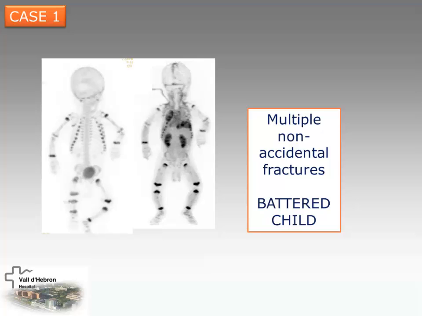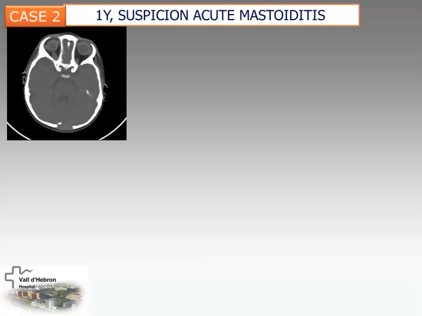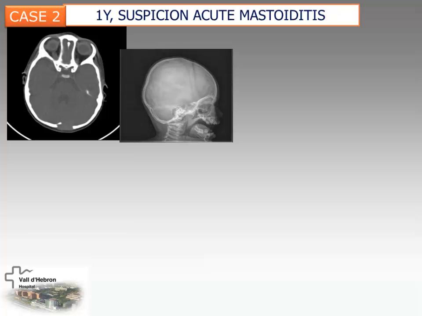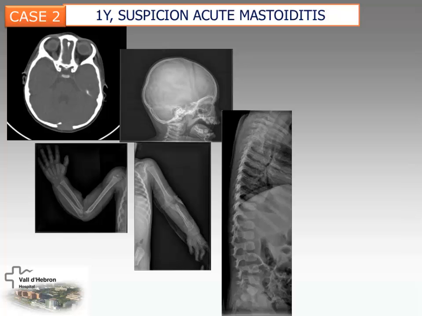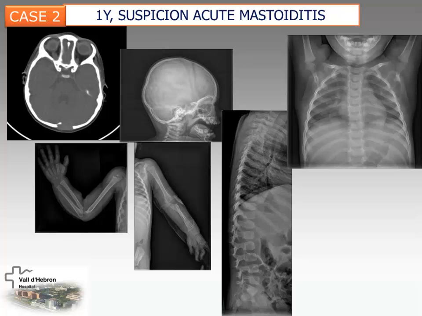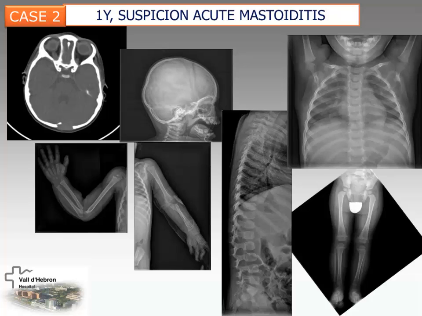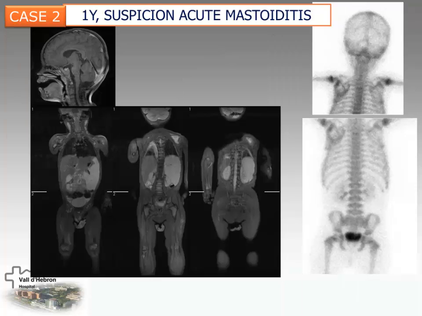Okay. This is another case. It's a one-year-old boy with a suspicion of acute mastoiditis. And this is the skeletal survey. Some comments? Is there a radiologist here? Well, what to perform now? Bone scan and MRI.